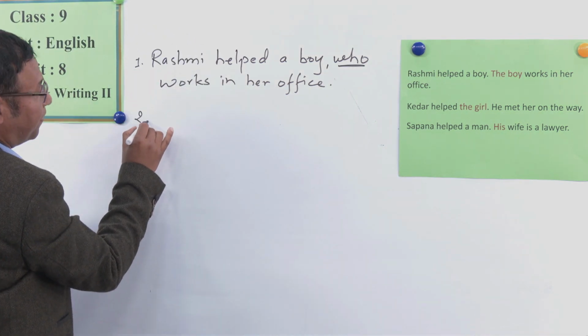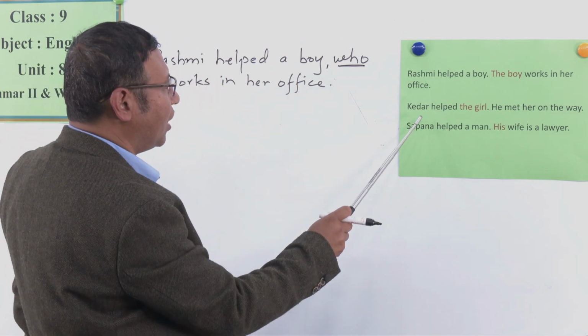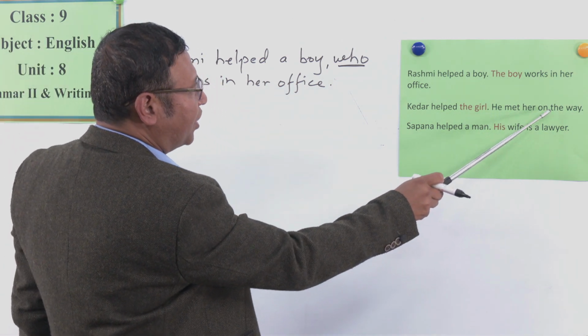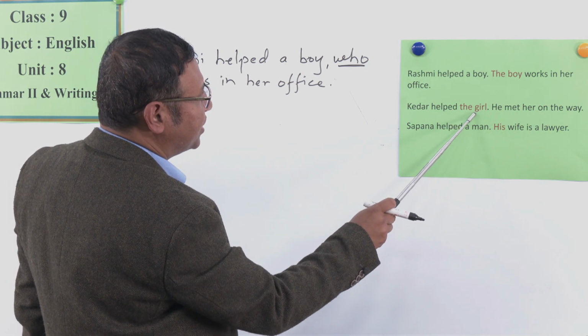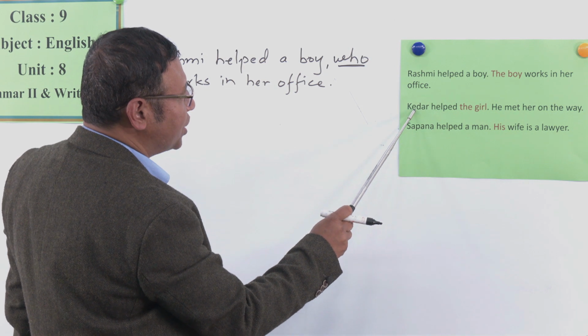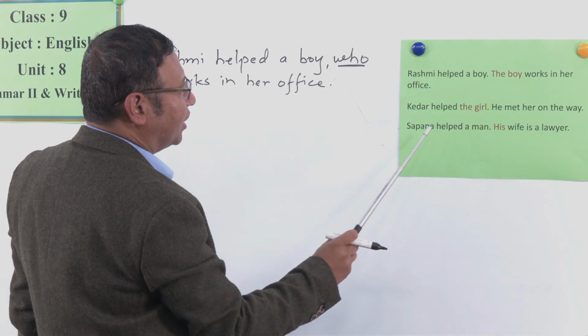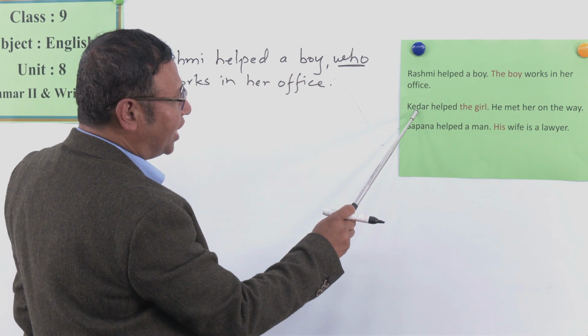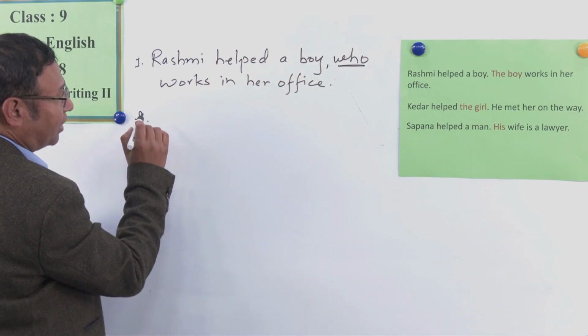All right. So number 2, Kedar helped the girl. You can see here, Kedar helped the girl. He met her on the way. The one who receives the action is the object. One who does the action is the subject. Here the boy also does the action. So now, Kedar helped the girl. How can you say it? Can you try?